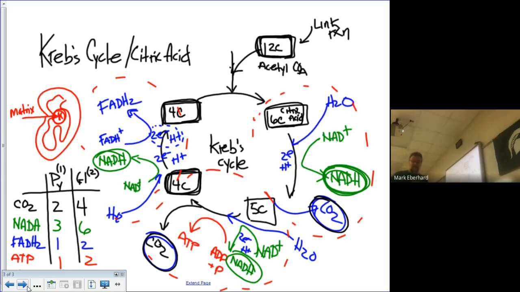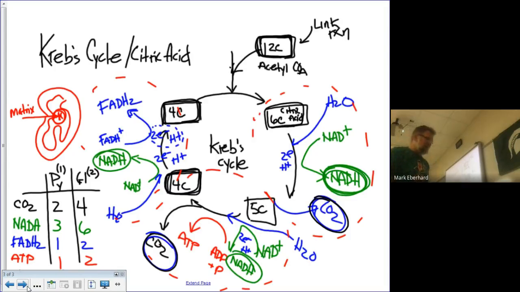So all I'm left with at this point is NADH and FADH2. CO2 has been released as a waste product, and the only thing left, physically left from the sugar, is being carried by the NADH and the FADH2. So now we're going to move to that next step.